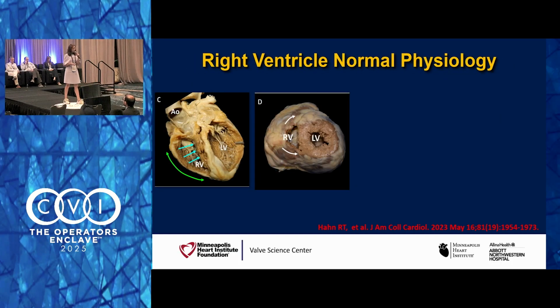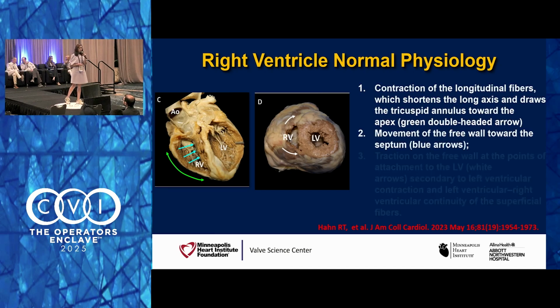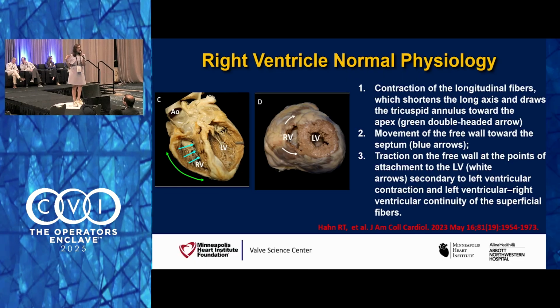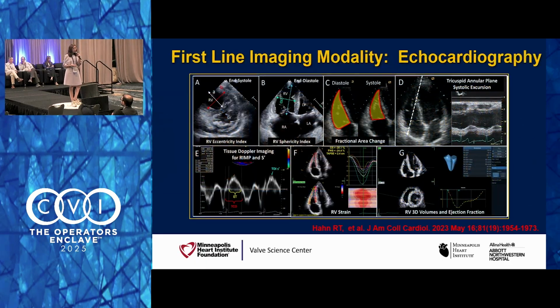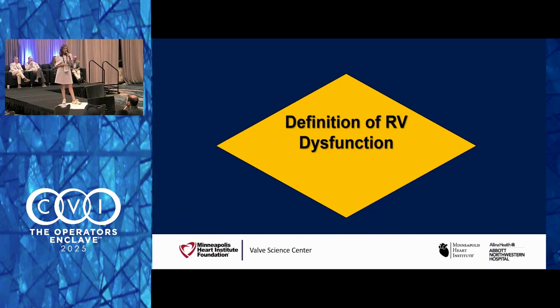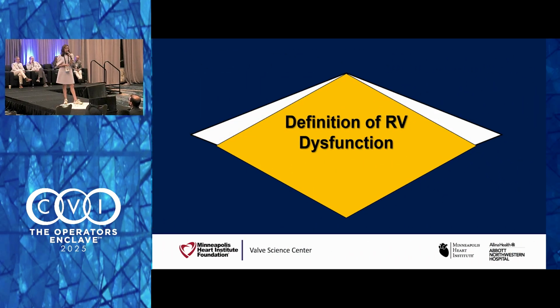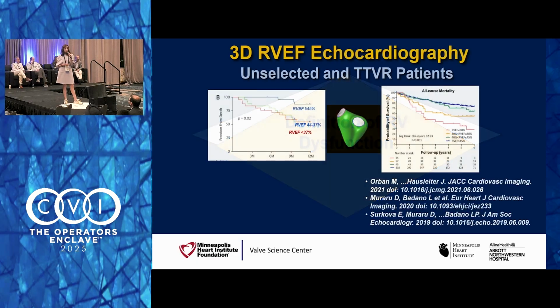In the interest of time, I think as imagers, understanding the right ventricle is such a complex structure. We have 3 images on the panel. Our favorite modality is certainly echo, but it's very challenging. We are limited, as we mentioned. And then we are challenged with what is the definition of RV dysfunction, right? 3D RVEF, I think, Manny, is really hard on echo.